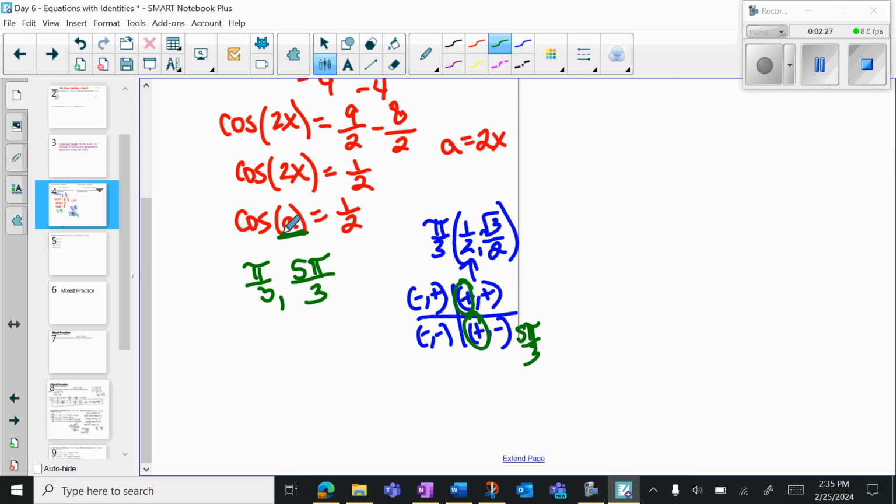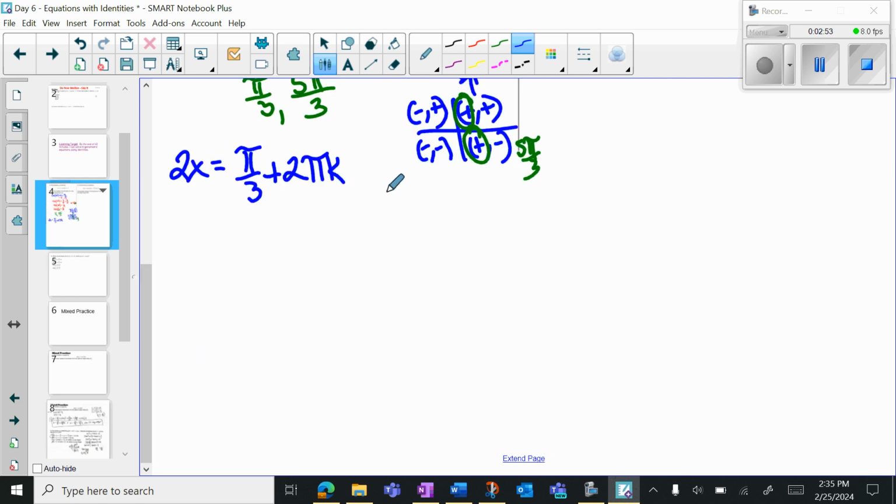But that's when it's a. I really don't have a, I really have 2x here. So what I'm going to do is 2x is equal to pi over 3 plus, again, it wants all input values in the domain of m that yield an output of 9/2, so we're going to do plus 2 pi k, where k is an integer. And then also 2x is equal to 5 pi over 3 plus 2 pi k.